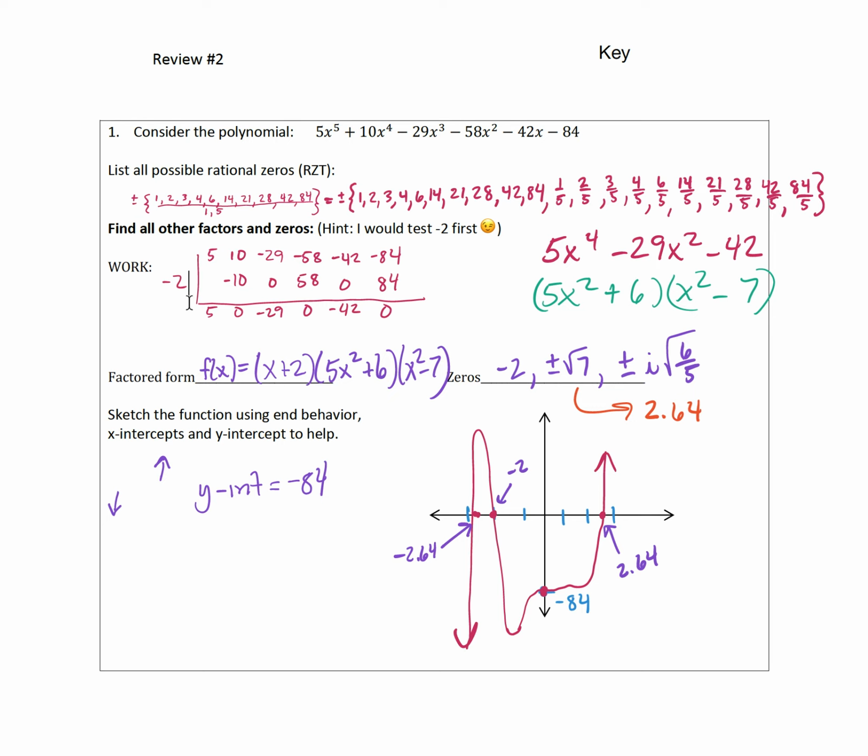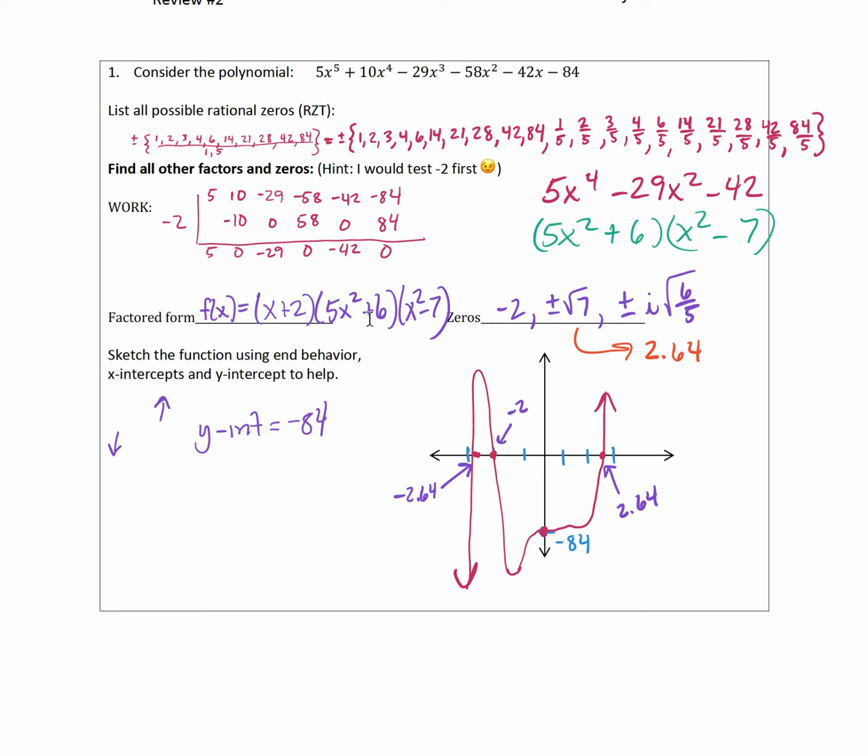Okay, so I know from the first one, x plus 2, I got x squared minus 7. And I got this guy. Those are the factors, and that's in factored form. Now, as far as the zeros, this is going to give you a 0 of -2. This is going to give you a 0 of plus or minus square root of 7. And then this guy is going to give you plus or minus square root of 6 over 5, i. Now, again, you're going to use square roots to actually find that.